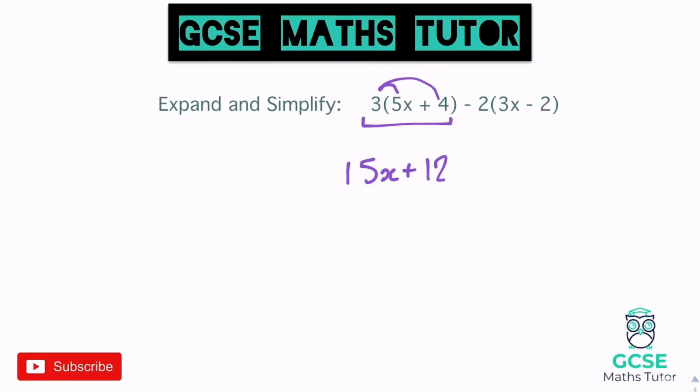Got to be careful with this one because it's saying take away, which means this is a negative 2 at the start of the bracket. So we're going to times both these pieces by negative 2. So negative 2 times 3x is negative 6x. And negative 2 times negative 2 gives us positive or plus 4.